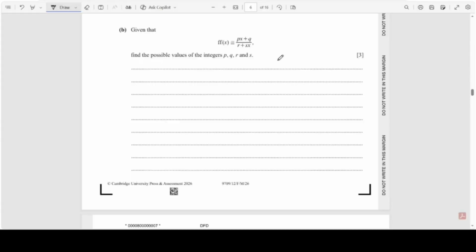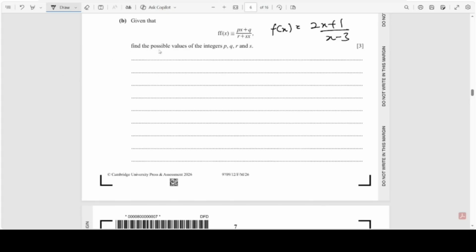Question 4b. Given that f composed with f, f of f of x, is equivalent to (px + q) over (r + sx), you have to find the possible values of the integers p, q, r, and s. Remember, you're going to substitute f into itself. Remember, f was given to us in the question: f of x is 2x plus 1 over x minus 3.